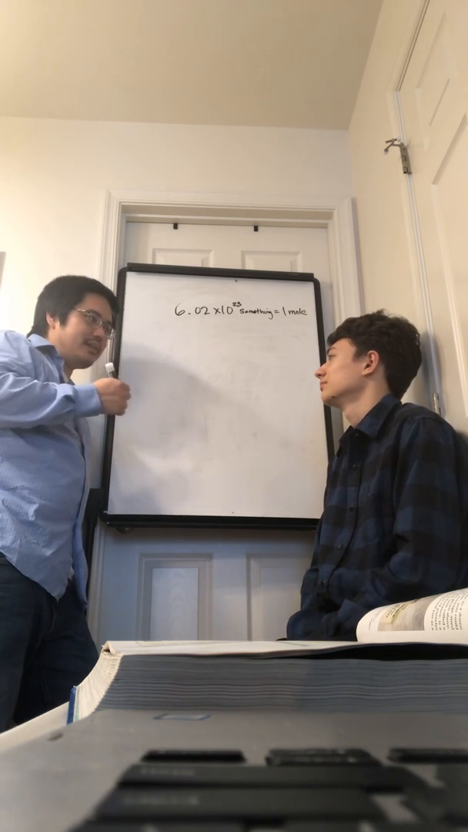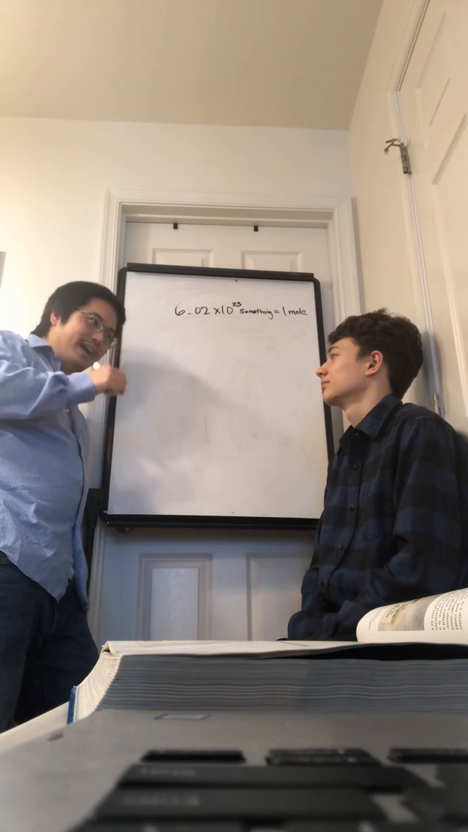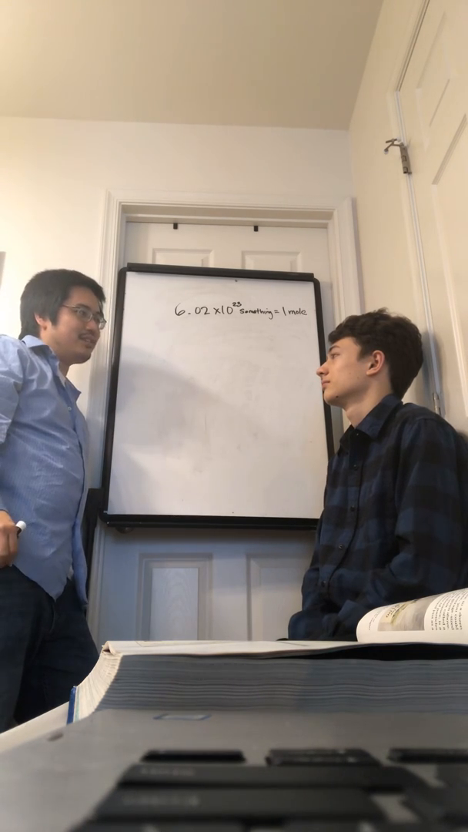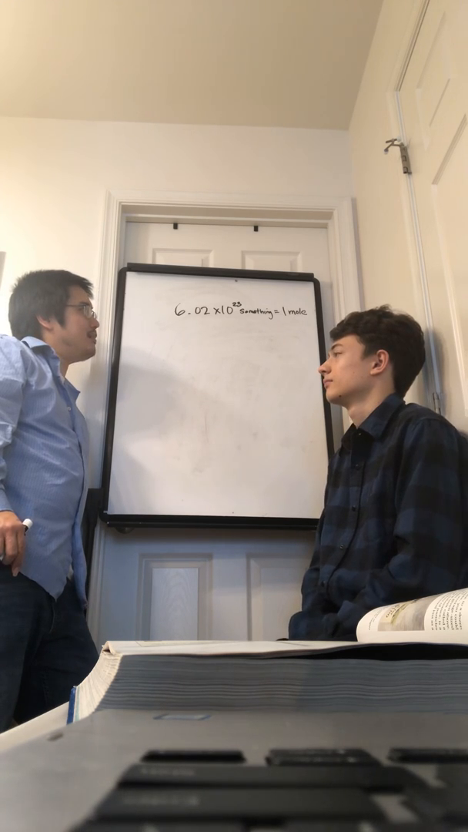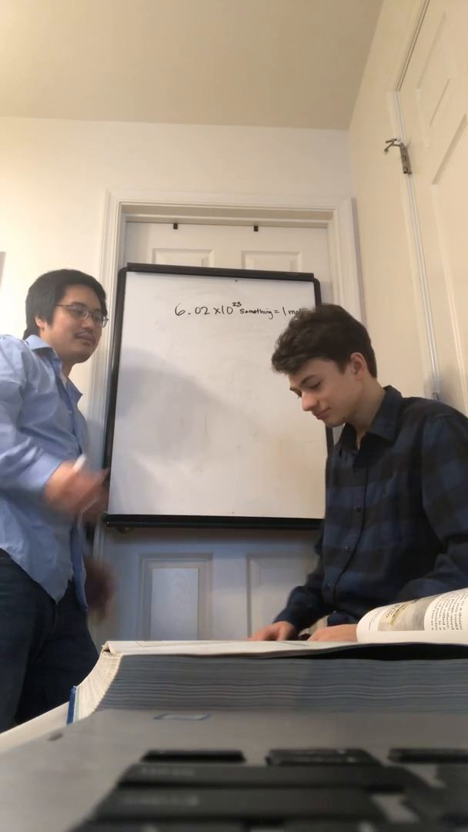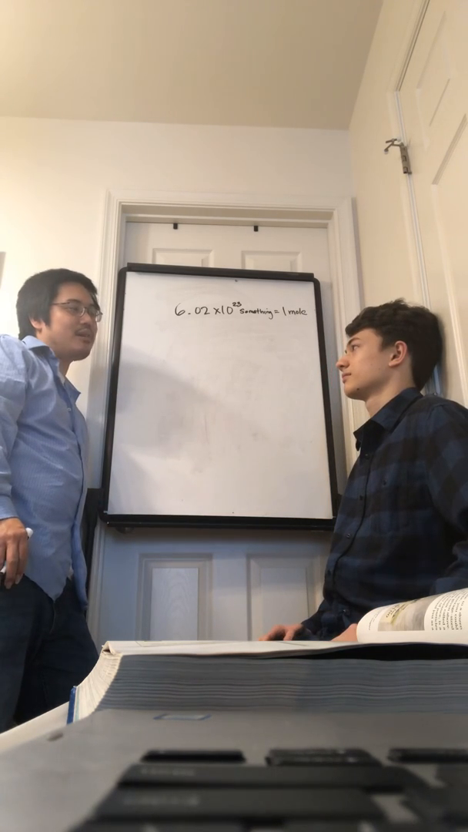I have a feeling that what they did was they took 1 gram of hydrogen and counted out how many atoms or particles of hydrogen there are in there, and that's how many particles there are in 1 mole. I don't know. It's just a number. It's a conversion factor. Why did they choose 12 when they chose a dozen?